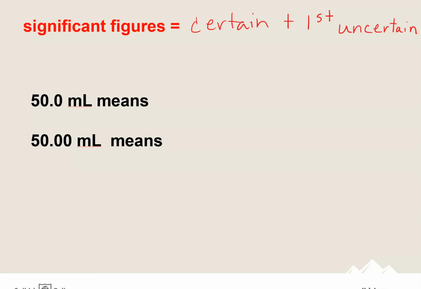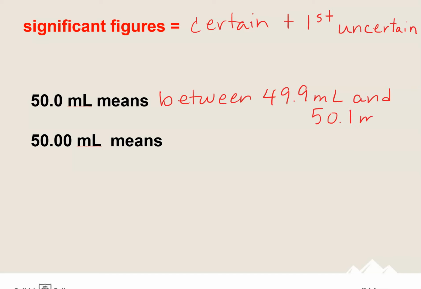So suppose I had a measurement that I reported as 50.0 milliliters. What that means is, having recorded it correctly, that the 50 are certain and the 0 after the decimal point is uncertain. In other words, the reading is between 49.9 milliliters and 50.1 milliliters. In other words, plus or minus 1 in the last digit.